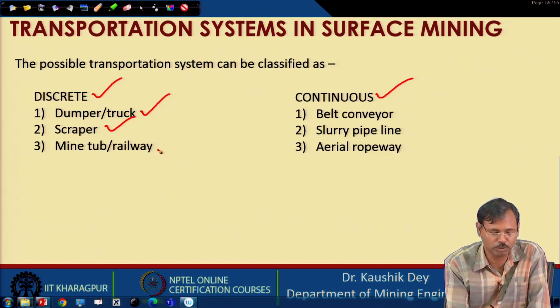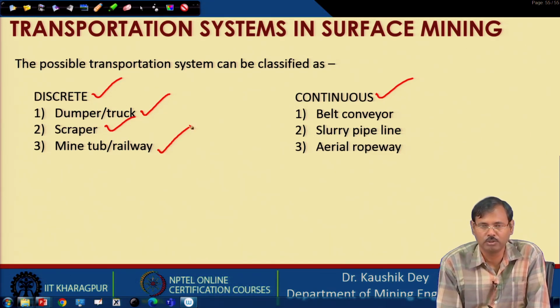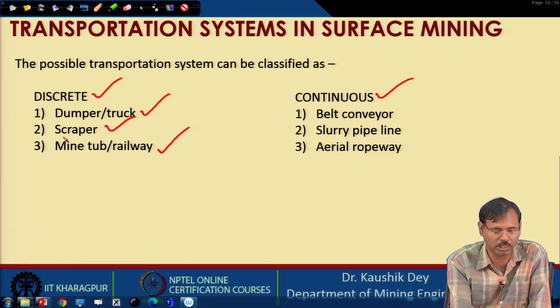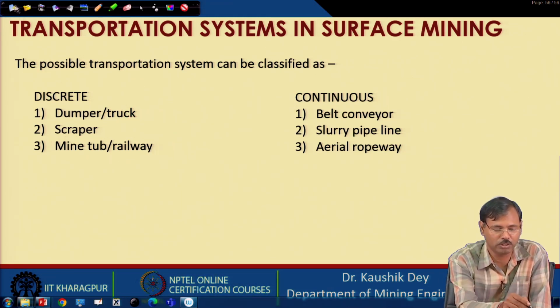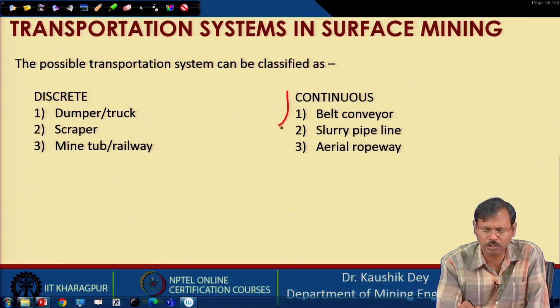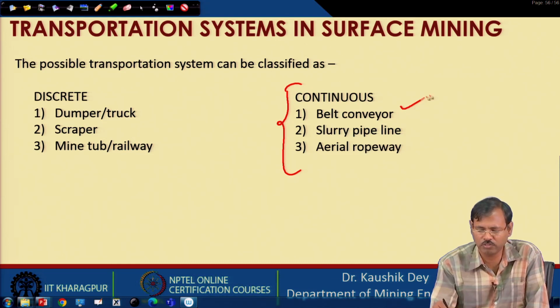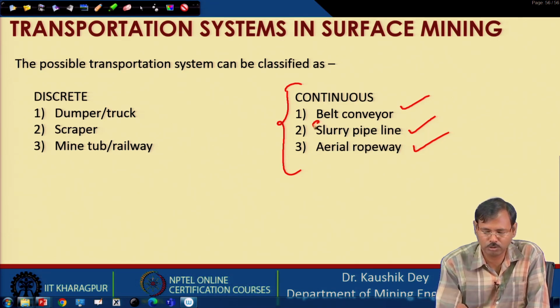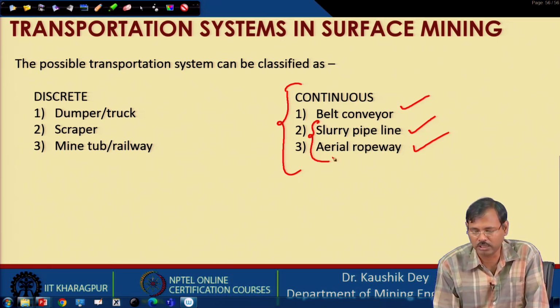Or sometimes we can use mine tubs or railways, where tracks can be laid down in the benches of the mine and utilized for transferring the material. In fact, this was earlier a very common system in mining transportation, before dump trucks became popular. We also have continuous transportation systems, that is conveyors, slurry pipelines or aerial ropeways, but these are not so common because they require huge installations and other requirements.